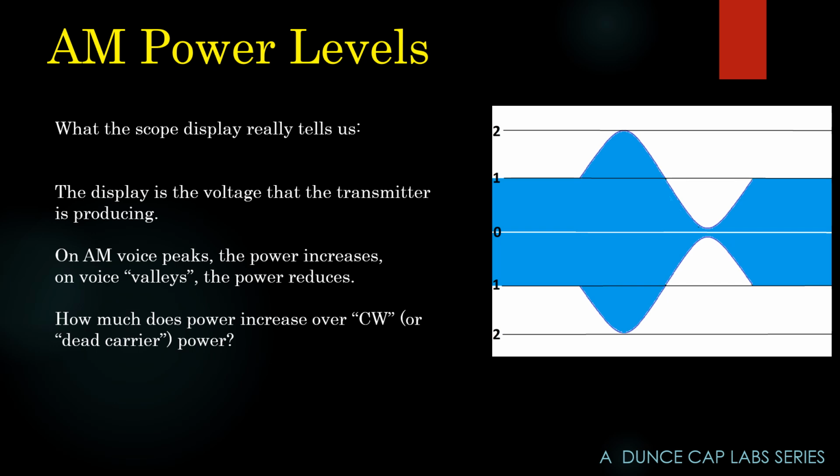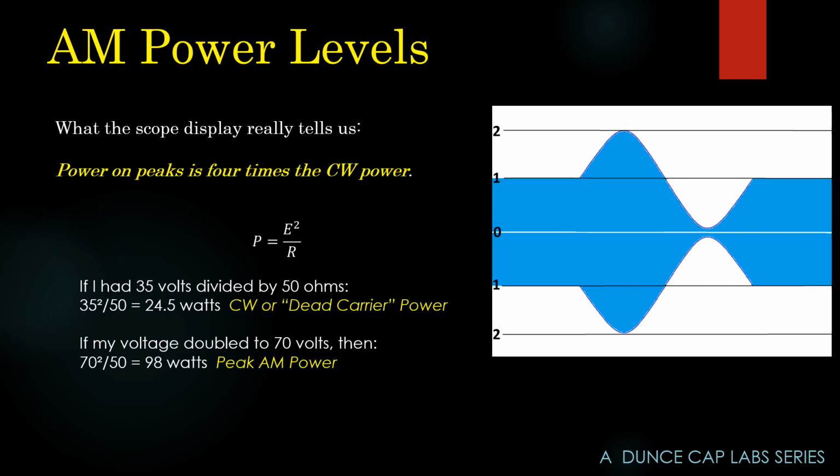So obviously on the peaks, the power level is increasing. In the valleys, it's decreasing. But how much does the power increase over the CW or dead carrier power? We can mathematically figure that out, and it's actually very simple. If line 1, the dead carrier or CW power, was producing 35 volts on the coax cable, the math tells us we have essentially 25 watts.